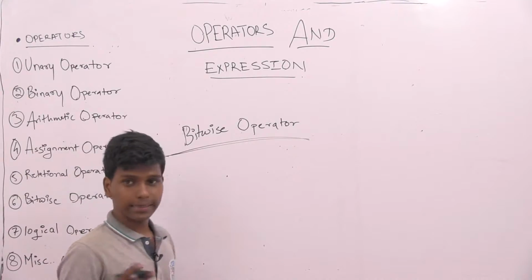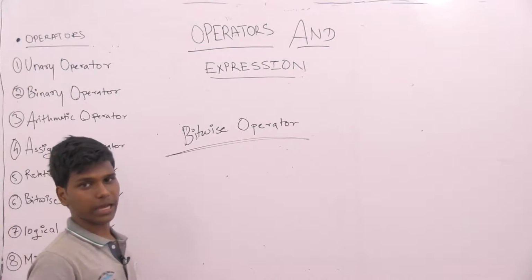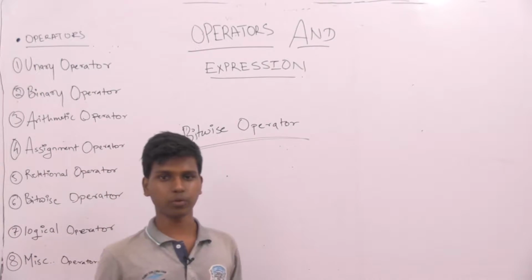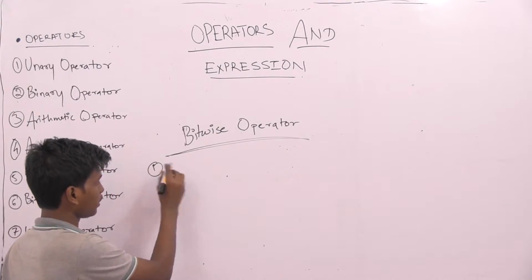Bitwise operator works on bits and performs the operation bit by bit. Let's prepare a table for it. There are three types of bitwise operators. Let's put it down: there are three types of bitwise operator.